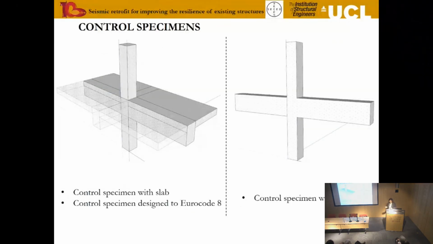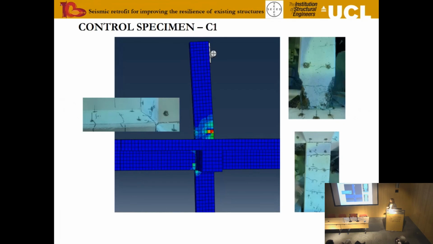So with the tests, we set up 3 main control specimens. The first one was, as we discussed before, a control specimen that had the beam column connection with slab and with transverse beams. The second had the same exact geometry, but designed now to Eurocode 8, so to modern standards. And also we took a control specimen without either slabs or transverse beams to see what the retrofit effectiveness would be of this arrangement compared to the typical cross.